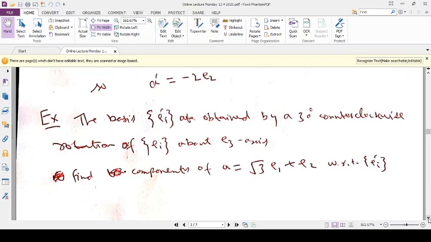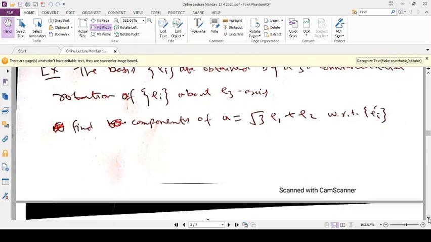Let us see another example. If you have simple Ei dash, and we can have these bases Ei dash by a rotation of angle 30 degrees counterclockwise about the e3 axis. We have to find components of this vector with respect to Ei dash.